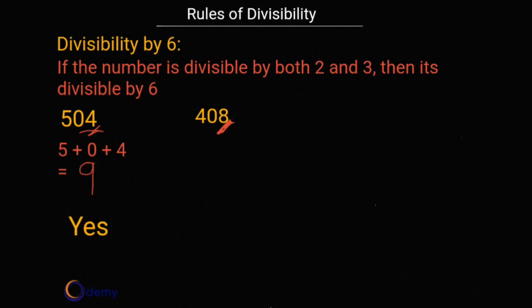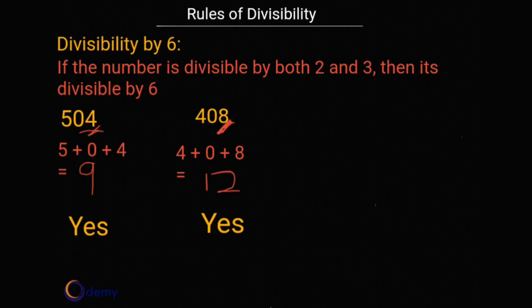So what about by 3? Let us check it out. If we want to check it out, that means we'll add the digits 4, 0 and 8. So let us add 4 plus 0 plus 8. What will 4 plus 0 plus 8 give us? 4 plus 0 equals 4. Then 4 plus 8 equals 12. Is 12 divisible by 3? Yes, 12 is divisible by 3. When you divide 12 by 3 it gives you 4. So that means this is a yes. 408 is divisible by 6.